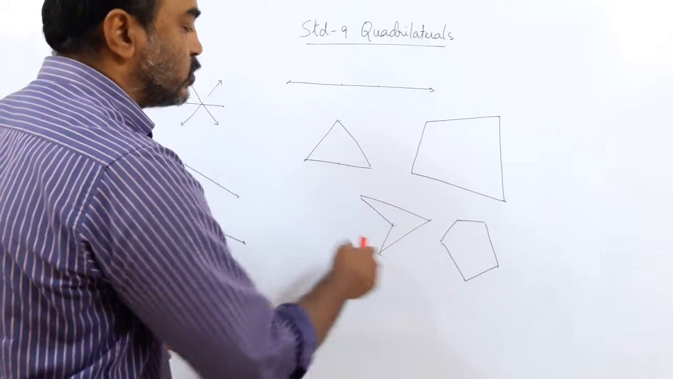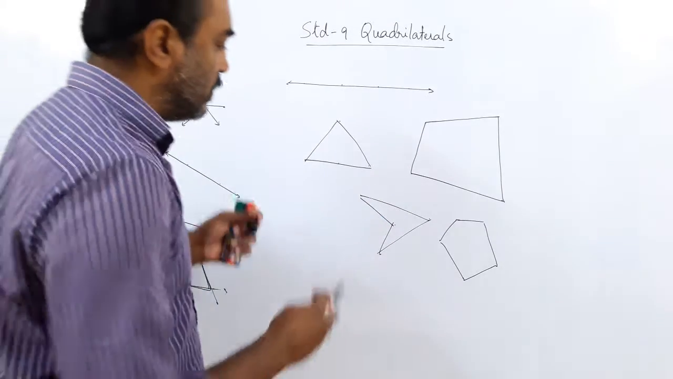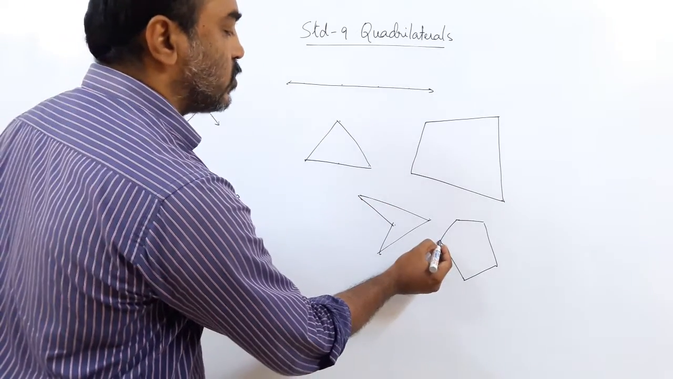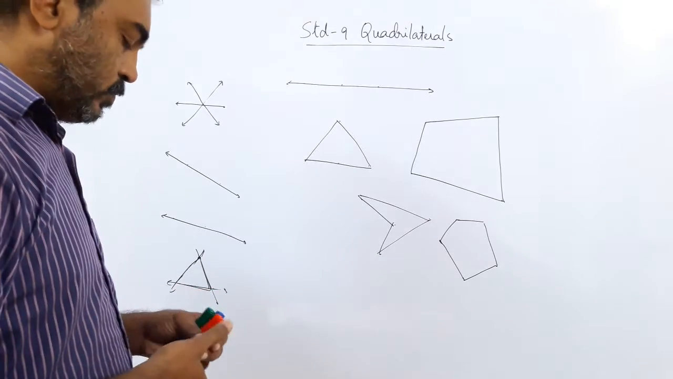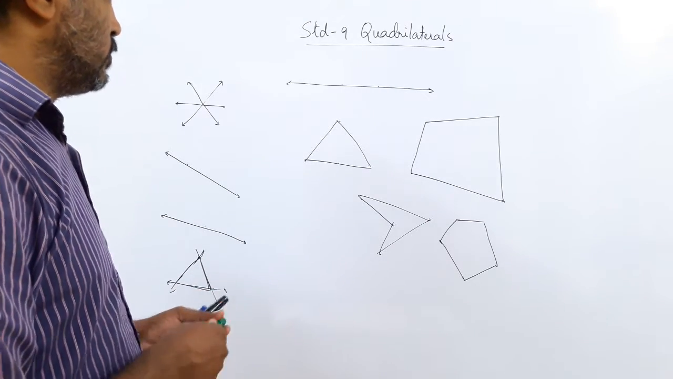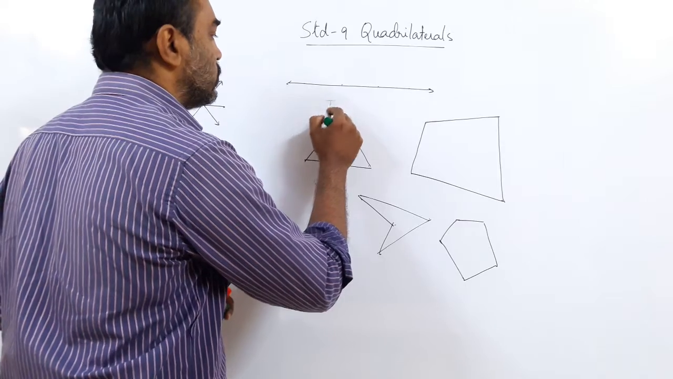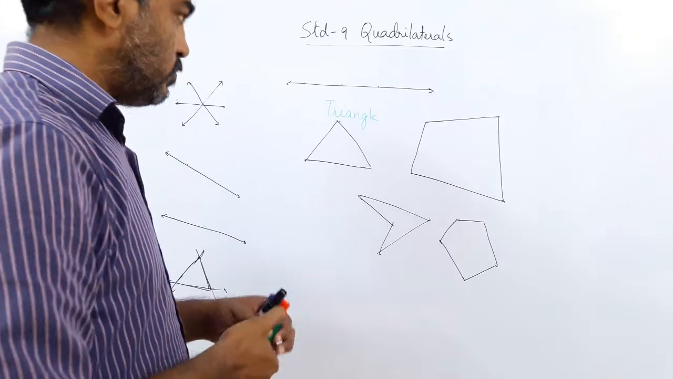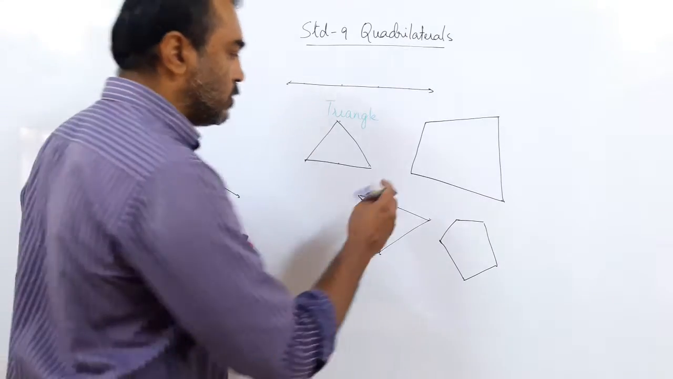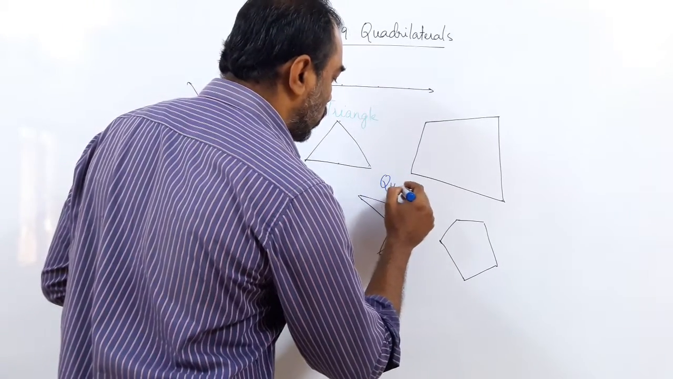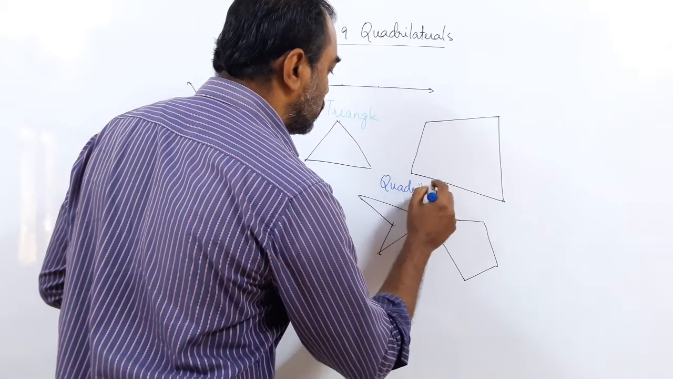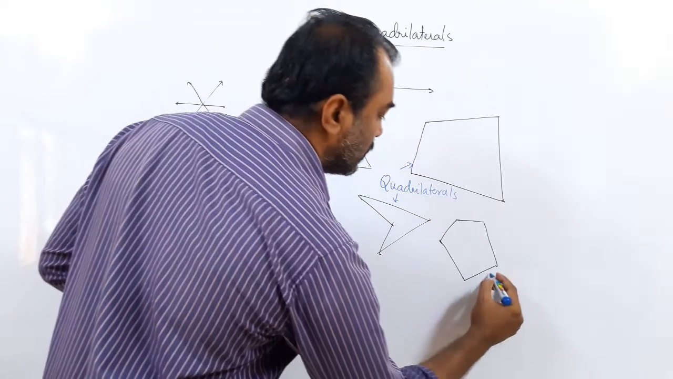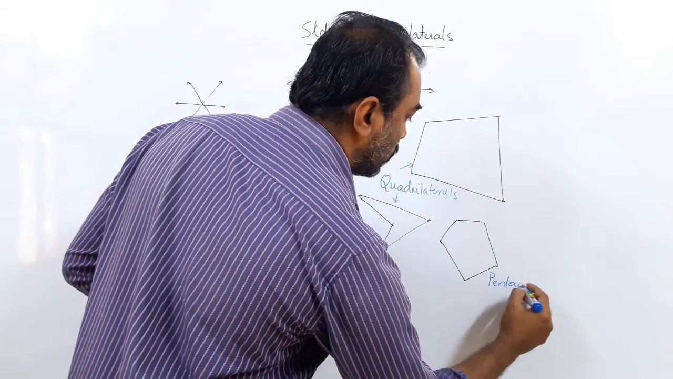To make a quadrilateral there are 4 sides. Okay, I close the figure. The closed figure of 4 sides. A closed figure of 5 sides is called a pentagon. So we have got, this is a triangle. These two are quadrilaterals. Both of them, even this and this, have 4 sides. This is a pentagon.